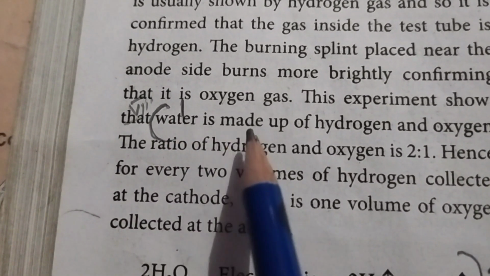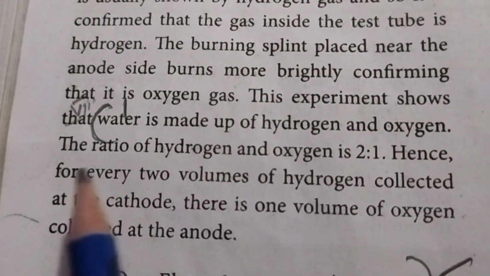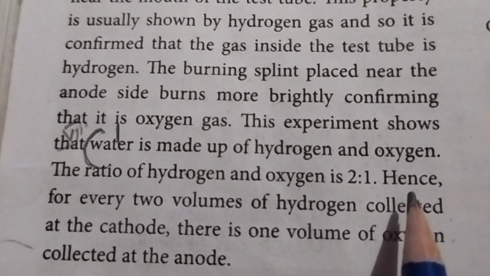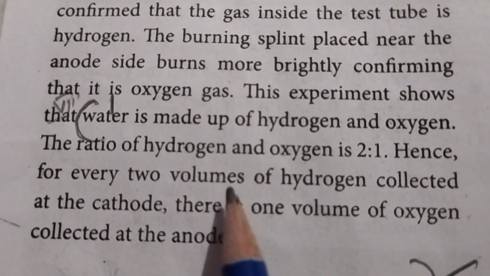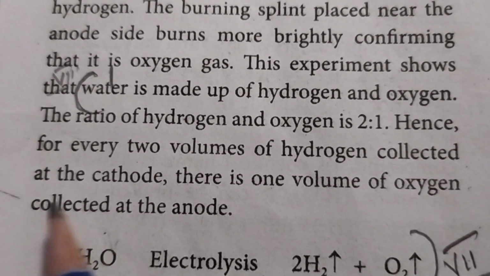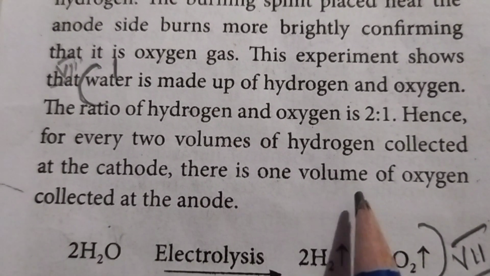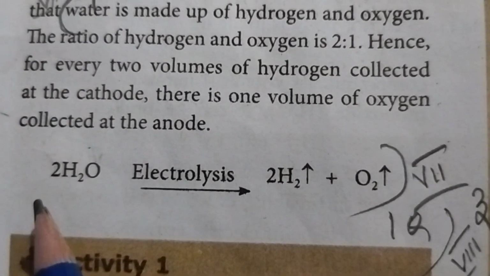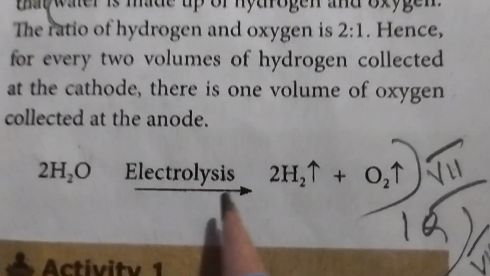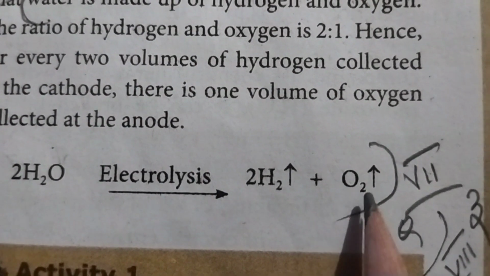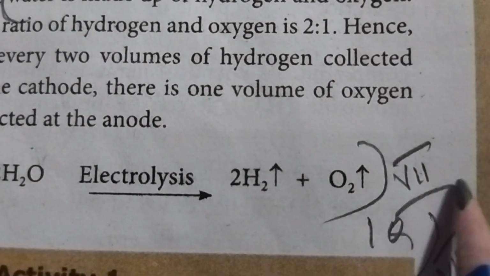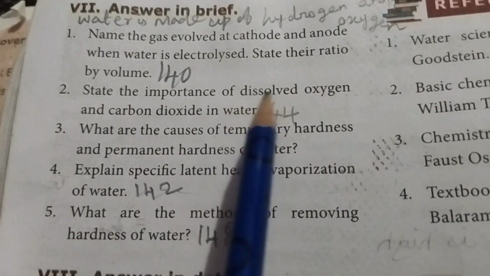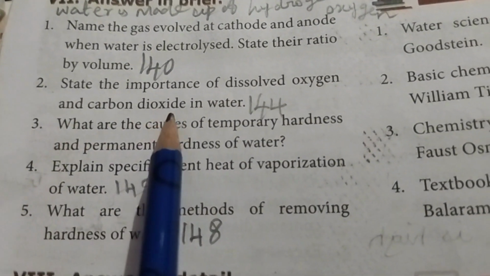Water is made up of hydrogen and oxygen. The ratio of hydrogen and oxygen is 2:1. Hence, for every 2 volumes of hydrogen collected at the cathode, there is 1 volume of oxygen collected at the anode. 2H2O electrolysis 2H2 + O2. Up to this, 7th Roman letter first question answer. Second question, state the importance of dissolved oxygen and carbon dioxide in water.